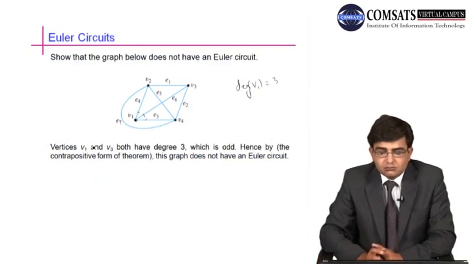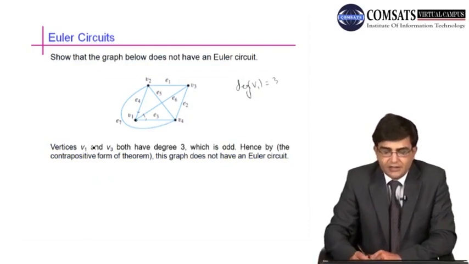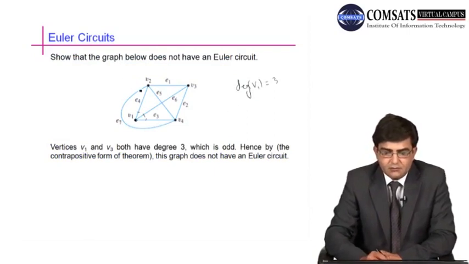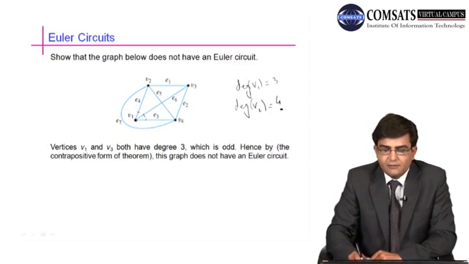So there is no need to check further vertices, but even then we check what is the degree of v2. v2 has degree 1, 2, 3, 4. So there are 4 edges which are incident on v2. So degree of v2 is basically 4.